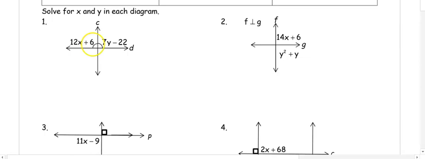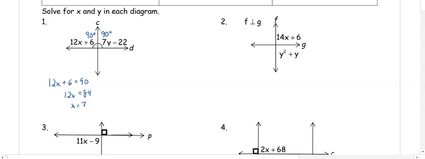So here we see that these angles are congruent and they are forming a straight line, which means each of these angles has to be 90 degrees. So to solve for X, we have 12X plus 6 equals 90. We can subtract 6 from both sides. 12x equals 84. We can divide by 12, so x is 7.